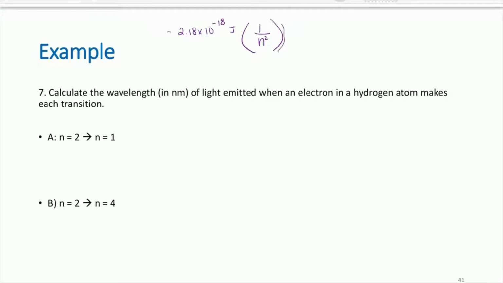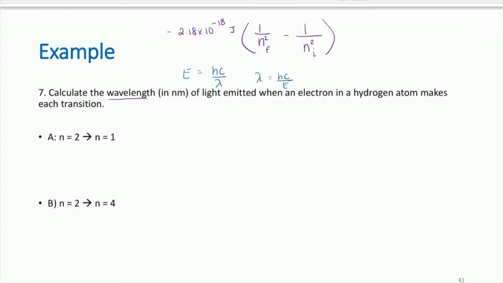I'm going to do this as this equation, 1 over n final squared minus 1 over n initial squared. I want wavelength in nanometers of light. If I'm transitioning between two things, I'm only calculating energy. So I'm also going to have to use E equals hc over lambda rearranged to calculate my wavelength.